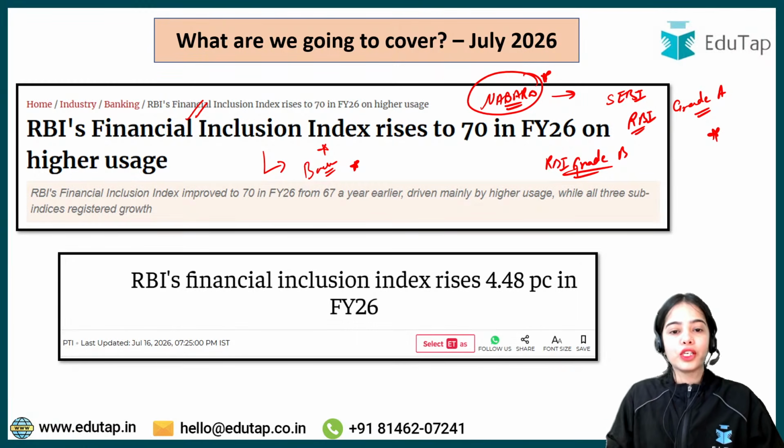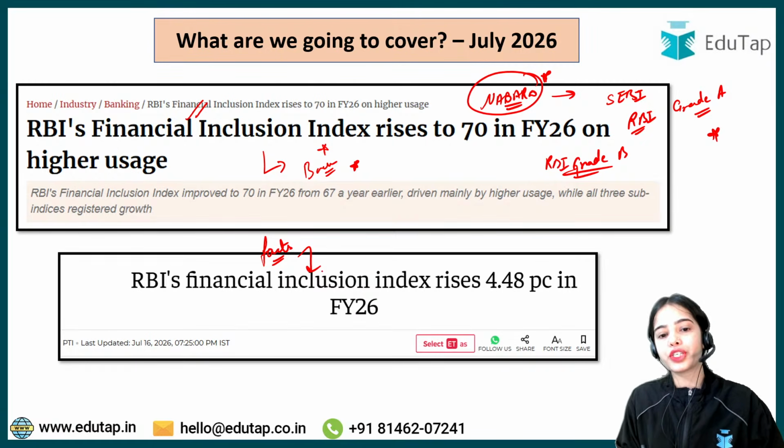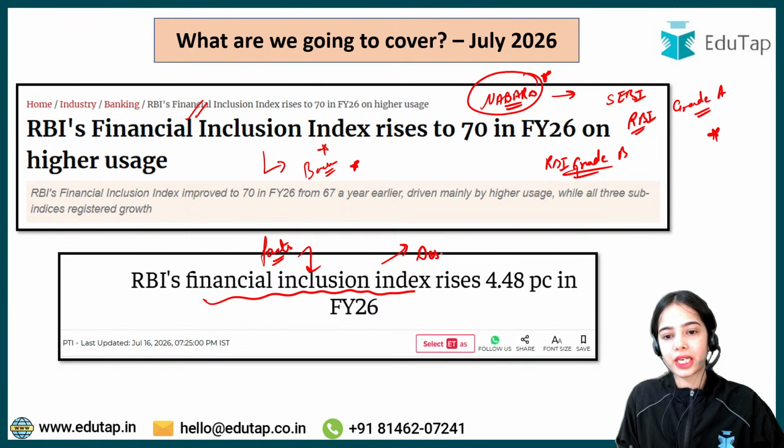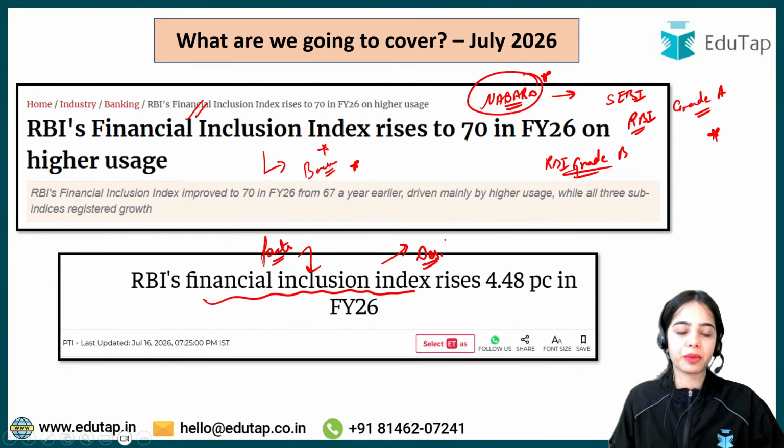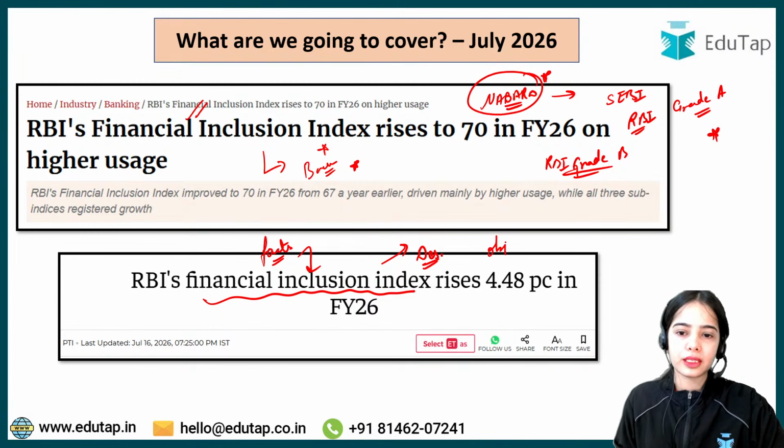Okay, so let's start with the discussion. We will discuss the facts that are very important from the Financial Inclusion Index. Remember that in NABARD, a descriptive question has been asked from the Financial Inclusion Index. So such a descriptive question can come in the RBI Grade A examination or in the SEBI examination also. From the objective point of view, this is important. For the other examination, from the descriptive point of view, this is important.